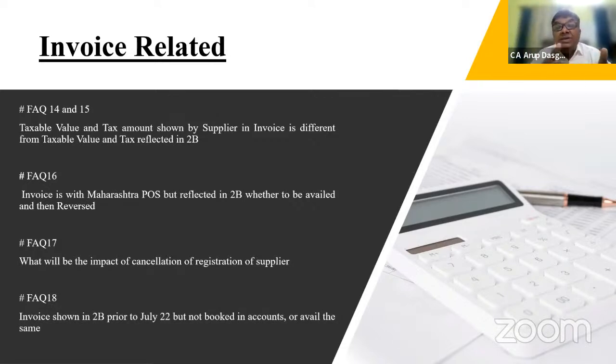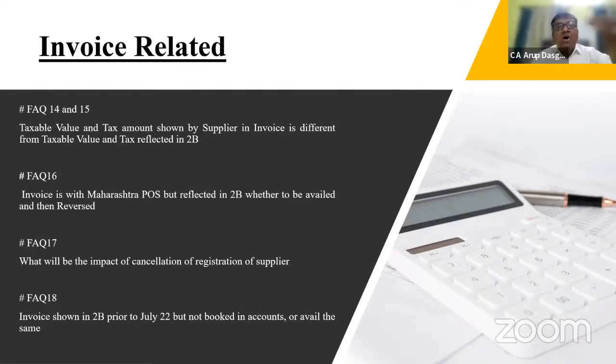Okay, because I don't need to check whether the supplier is registered at every point of time. I need to check about his registration only when I'm buying the product from him. If he has a valid registration, if he has shown the credit in his GSTR 1, which is populated to my 2B, I can take the credit.